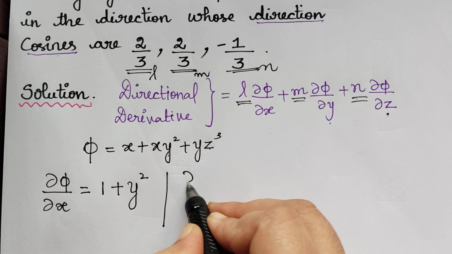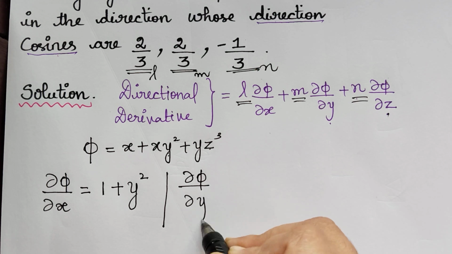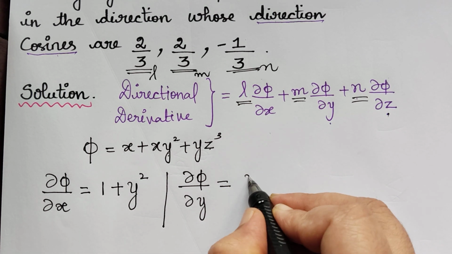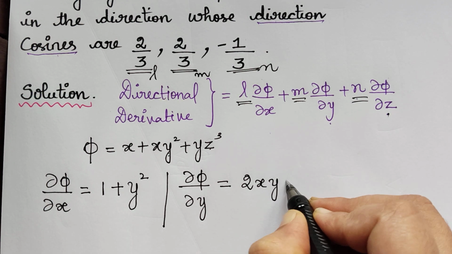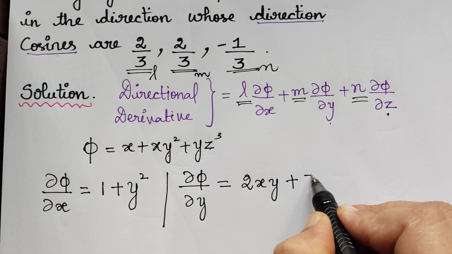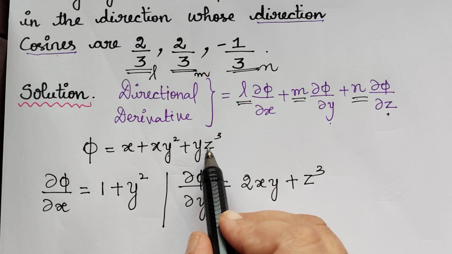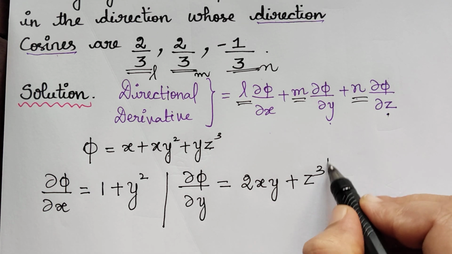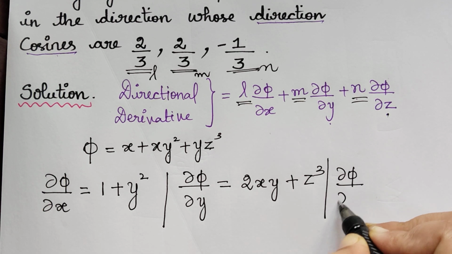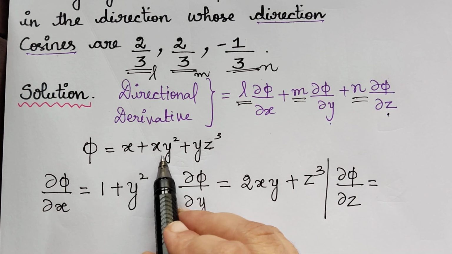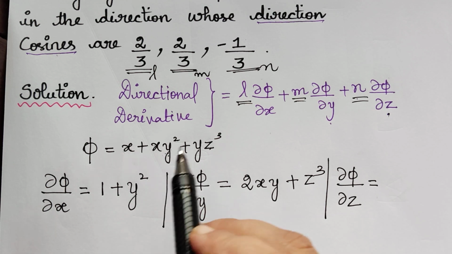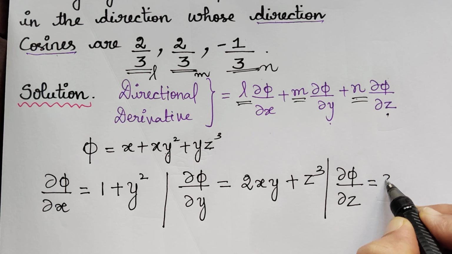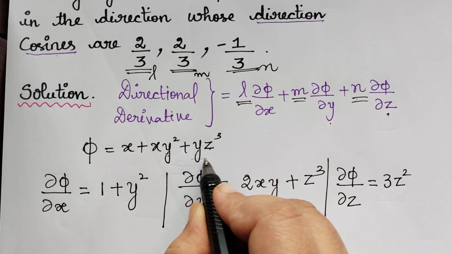In a similar way, we have to evaluate ∂φ/∂y, which will be equal to, on differentiation, x becomes 0 and this on differentiation will give us 2xy plus z cube, because z is treated as constant and the differentiation of y is 1. In a similar way, we have to find ∂φ/∂z, which will be equal to, these two terms become 0 as they do not have a z, and the differentiation of z cube is 3z square, so it will be 3z square multiplied with this constant, which is y.